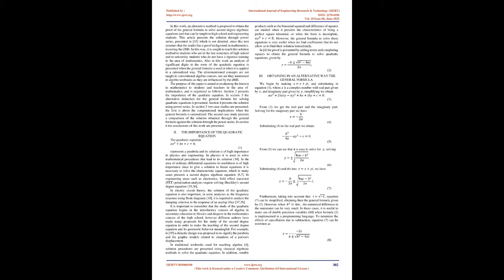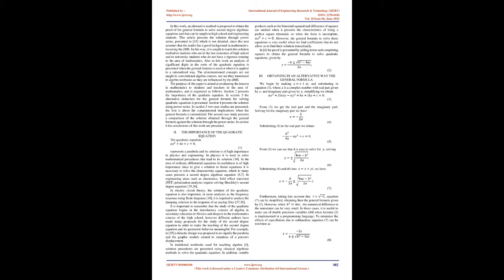Furthermore, taking into account that i squared equals minus 1, equation 7 can be simplified, obtaining then the general formula given by 2. However, when b squared is much greater than 4ac, the numerical difference in the numerator can be very small. In these cases, it is useful to make use of double precision variables when formula 2 is implemented in a programming language. To minimize the effects of cancellation due to subtraction, equation 7 can be rewritten as equation 8.